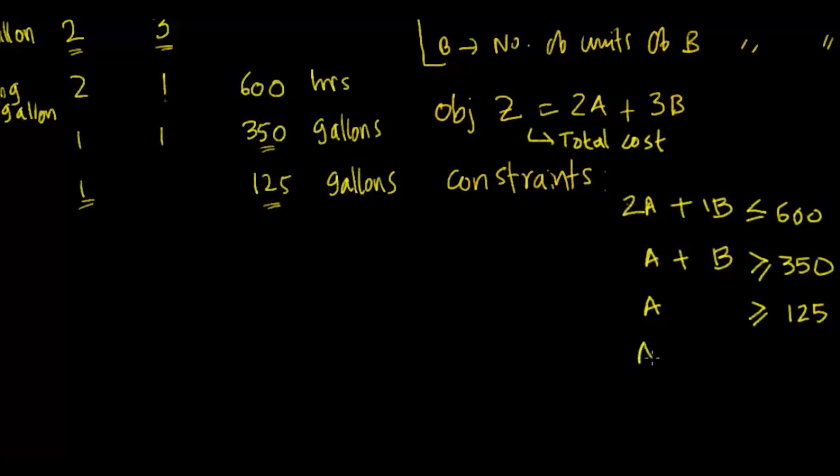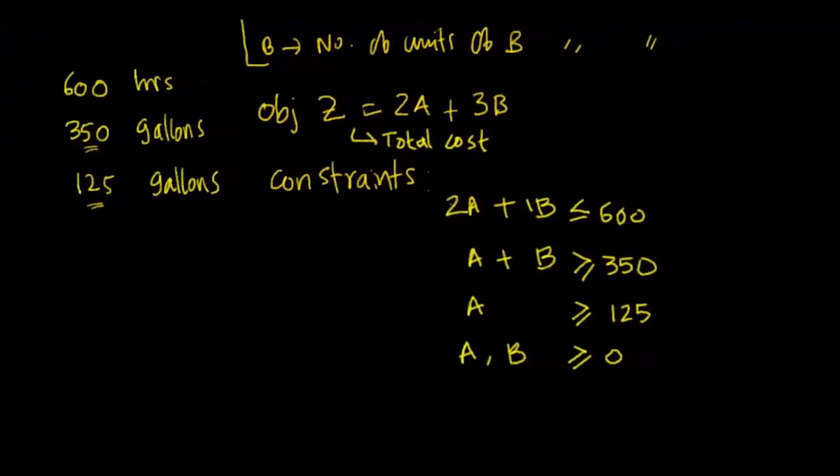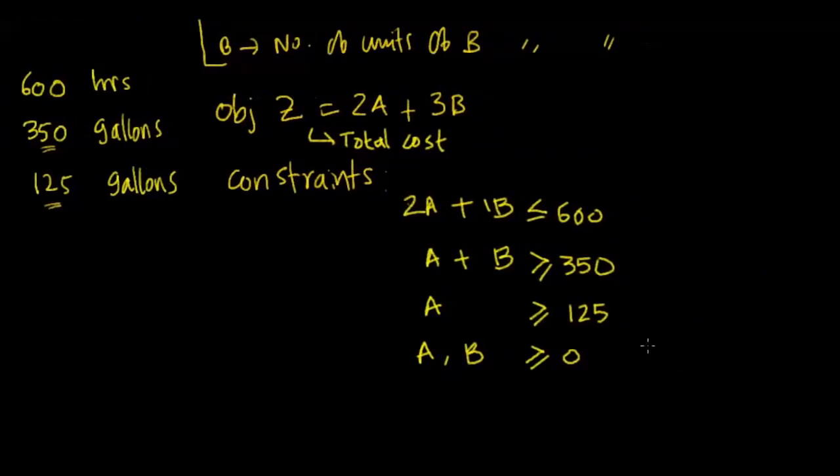And finally, the non-negativity constraint, which says that A and B should be greater than or equal to 0, which restricts us to only positive values. Graphically, it means that it restricts us only to the first quadrant.